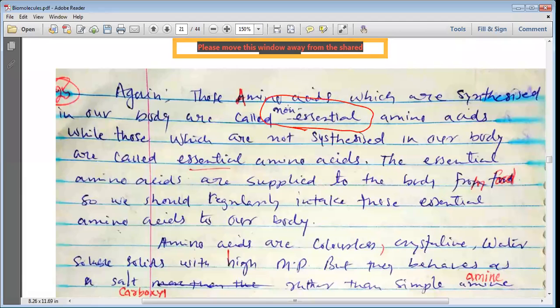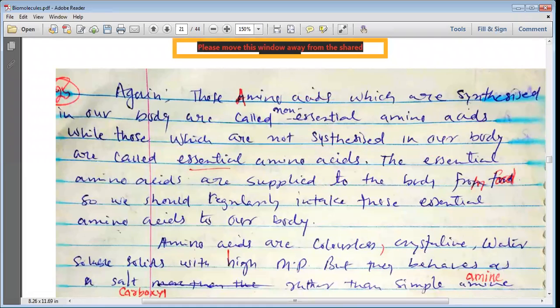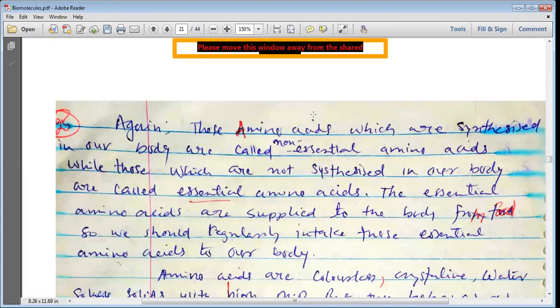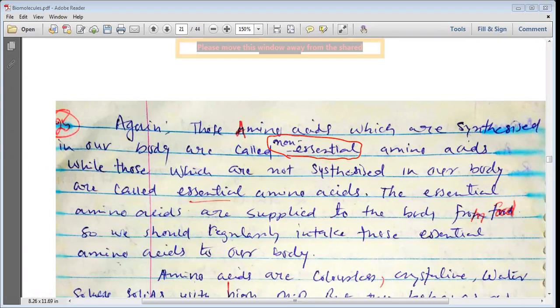Please remember, those amino acids which are synthesized in our body are called non-essential amino acids, while those which are not synthesized in our body are called essential amino acids. So once again, my dear students, we can classify these amino acids as non-essential amino acids and essential amino acids. Non-essential amino acids are the amino acids which are synthesized in our body, whereas the essential amino acids are the amino acids which are not synthesized in our body, and that is why we have to eat them regularly in our diets.